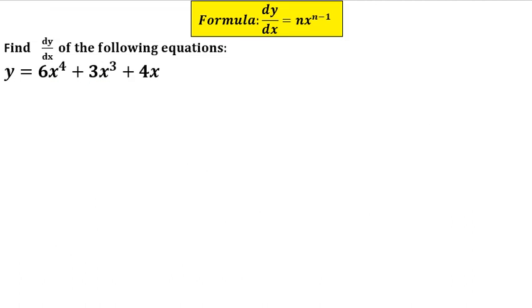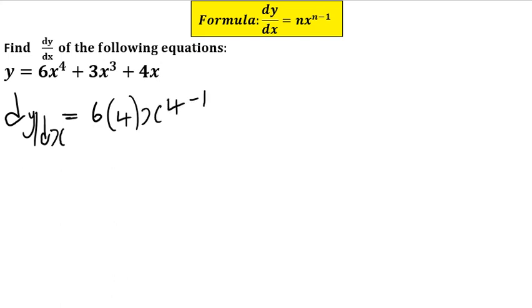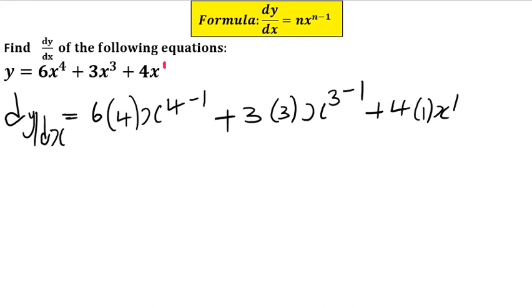So the next example, we're just going to apply the same formula that we applied in the previous example. For this one, you're going to do them one by one. So the first one, dy over dx equals your 6, multiplied by your n. Your n is 4. Then x to the power of 4 minus 1. Plus your 3 times your n, which is 3, x to the power of 3 minus 1. Plus 4 multiplied by, remember this 4x is raised to the power 1, so you're going to multiply by 1, x to the power of 1 minus 1.